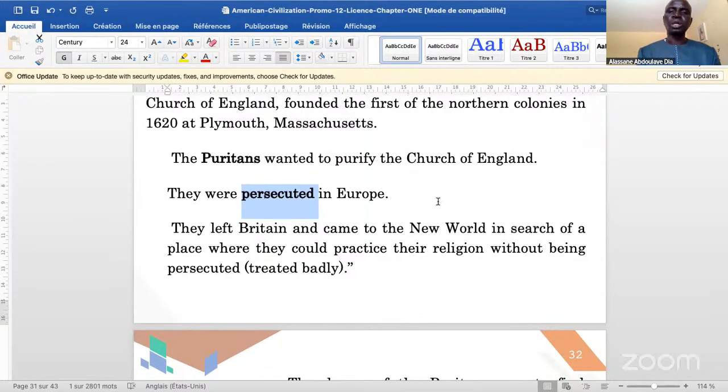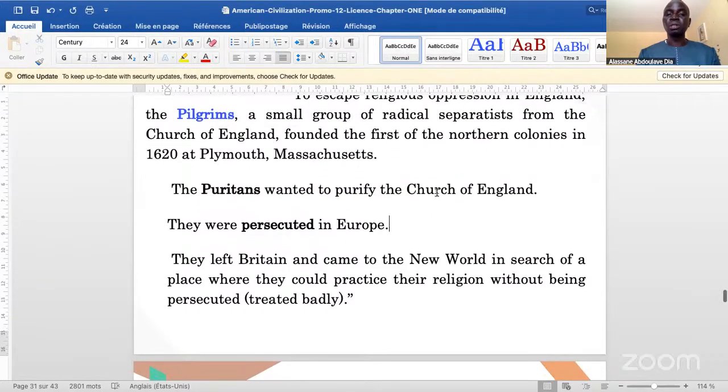The only solution was to run away. And to run away, what did they do? They left Britain, they left England, and they had to go to the New World. For them too, the New World was a good place because Europe was not a good place. Religion was a problem. So they are separatists. They didn't want to abide by the Church of England, and they were oppressed. And they said, the occasion is here. Let us go to the New World in search of a place where we could practice our religion.